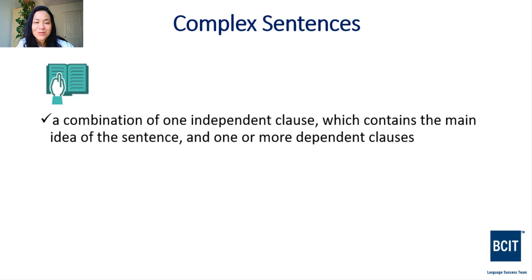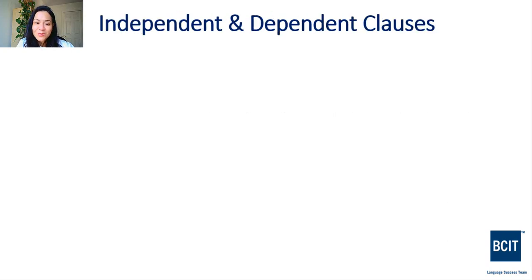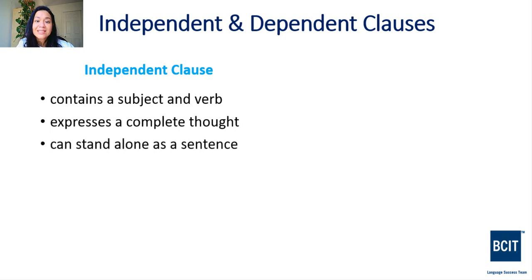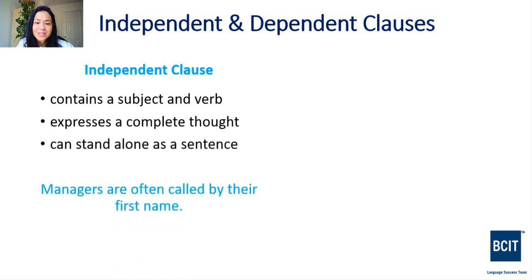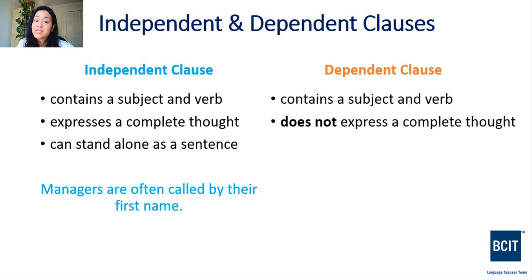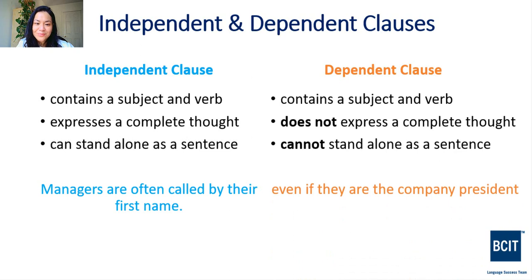To do this, we'll need to recall independent clauses and dependent clauses. As you already know, an independent clause contains a subject and verb, expresses a complete idea, and can stand alone as a sentence. For example, managers are often called by their first names. On the other hand, a dependent clause contains a subject and verb, but does not express a complete thought, and therefore cannot stand alone as a sentence. For example, even if they are the company president.